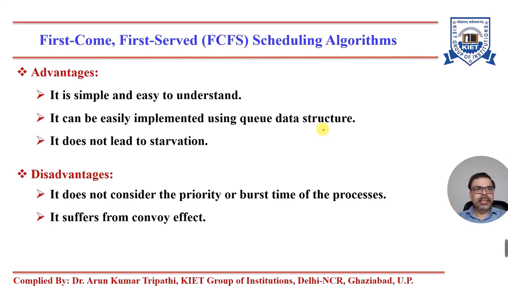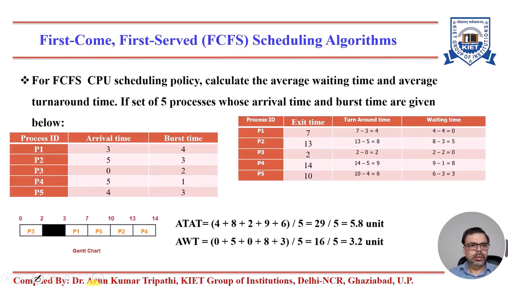Advantage: it is simple and easy to understand. It can be easily implemented using the queue data structure. It does not lead to starvation, because after a certain amount of time, definitely the processor will be allocated to that particular process, even if it is a smaller one. Disadvantage: it does not consider the priority or the burst time of the process and suffers from the convoy effect.